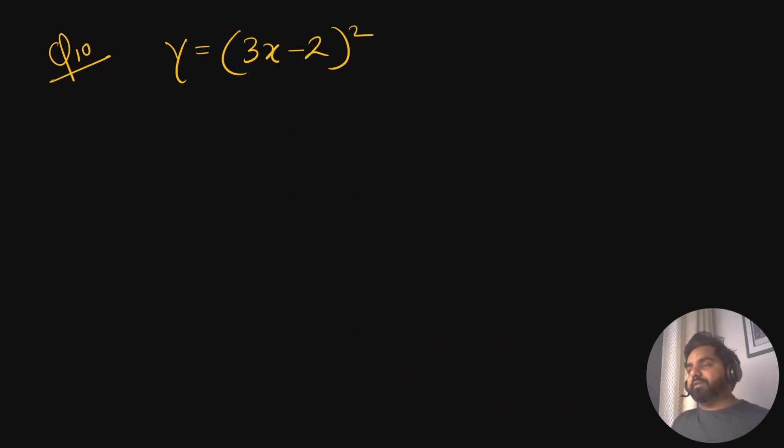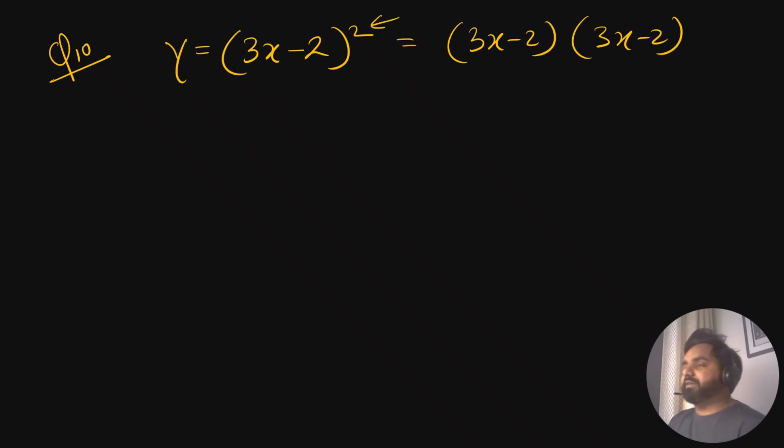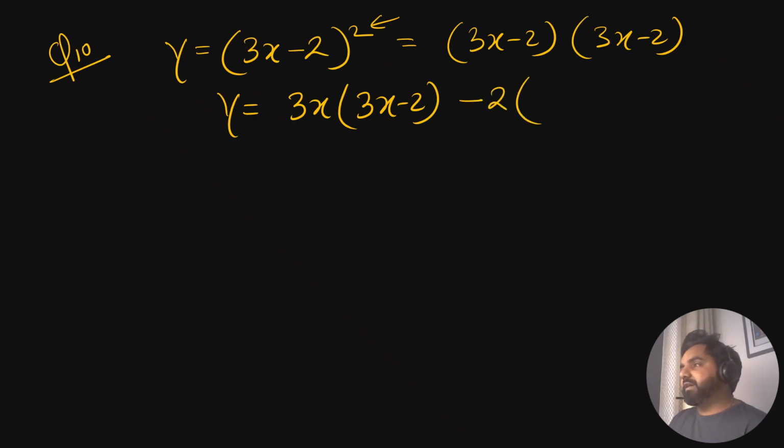Okay, so let's take another question, which is y is equal to 3x minus 2 square. Okay, so this is the same as 3x minus 2, 3x minus 2. You have to think here, right? It's a multiplication of its own. Okay, so I will try to simplify it first. So I'll write 3x minus 2, then I will write minus 2, and again I will write 3x minus 2.